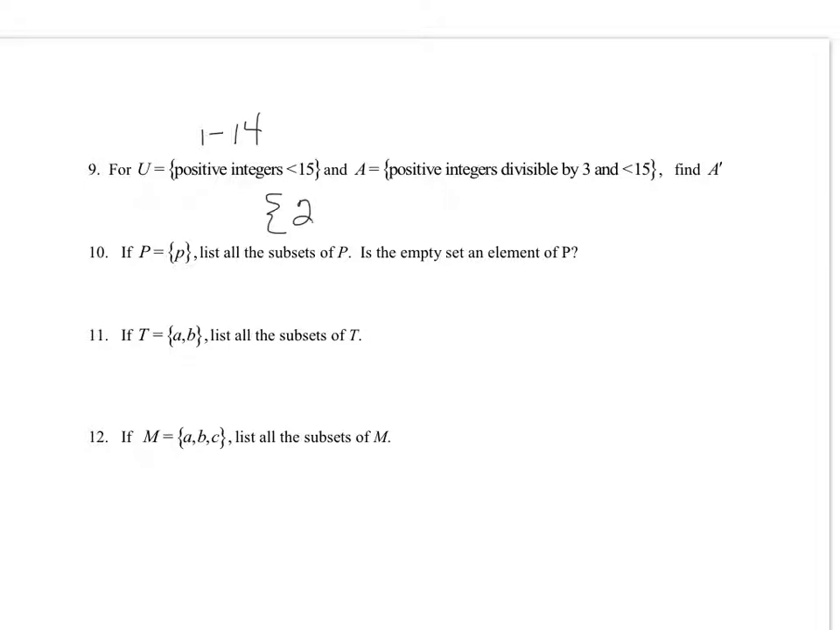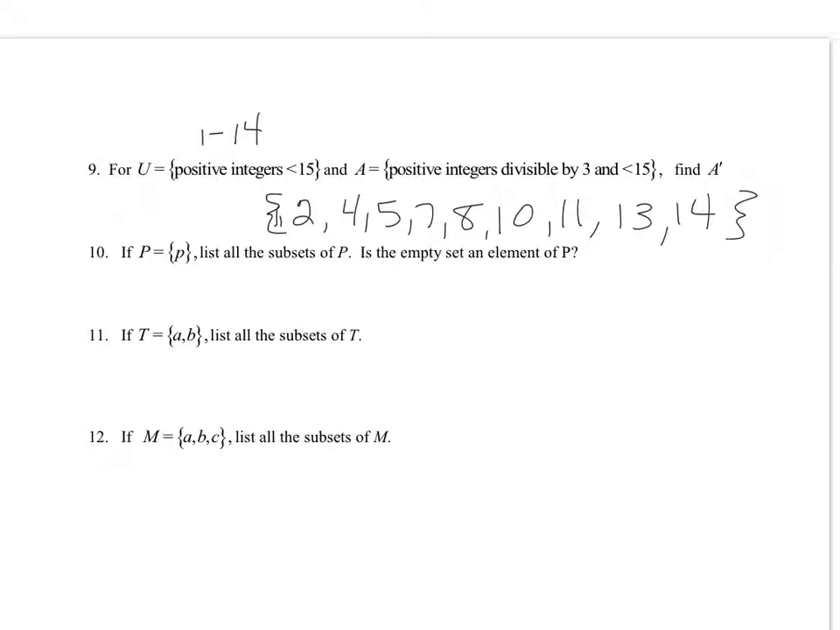You should have 1, 2, 4, 5, 7, 8, 10, 11, 13, and 14. That would be every number that's less than 15 and is not divisible by 3.